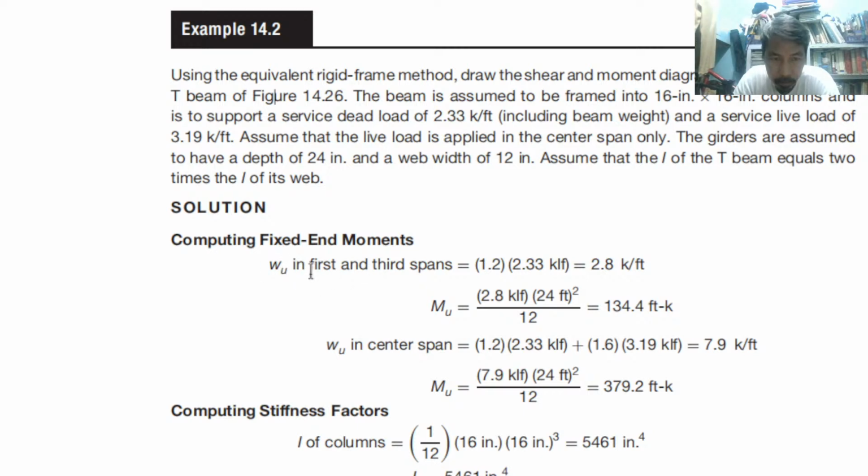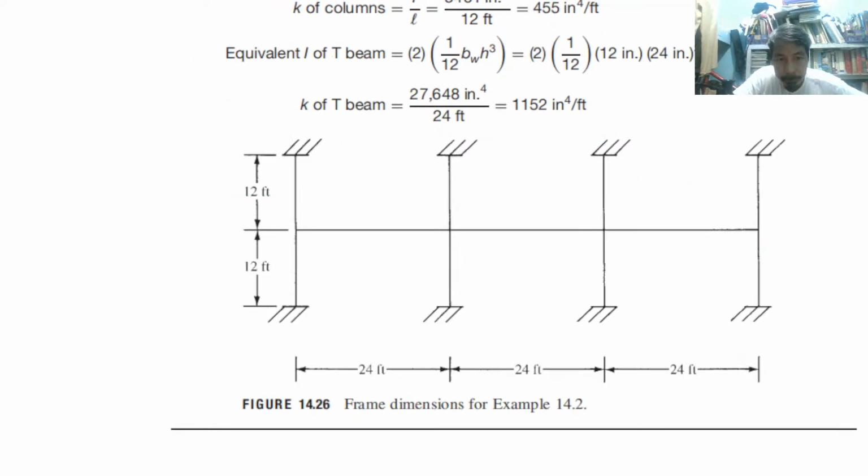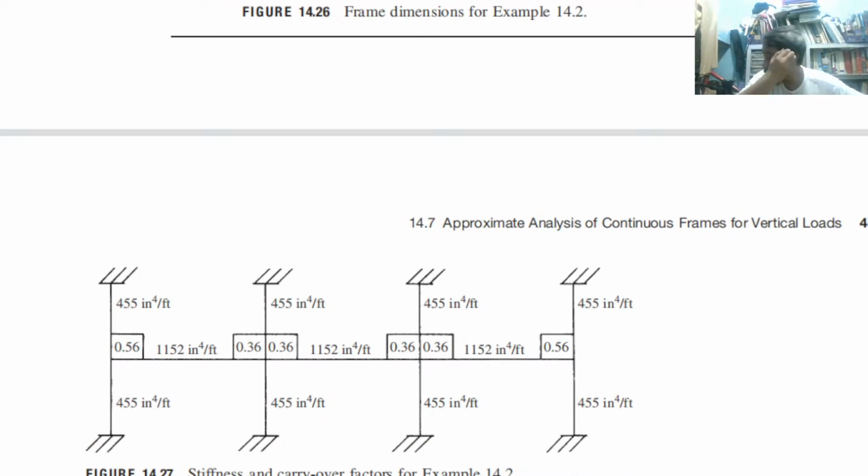So first and third, we have the following. This is the frame: 24, 24, 24 given. From this, they are 12, 12. So again, 24, then 24, 24, 24. Using the equivalent frame method, we are going to calculate the stiffness and carryover factor.